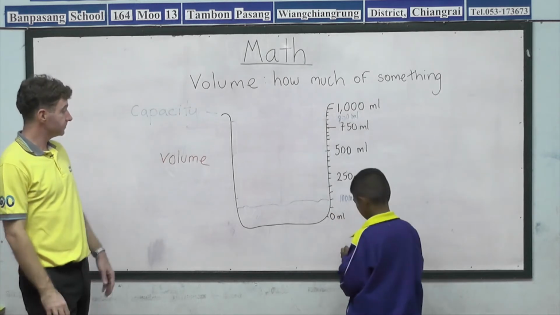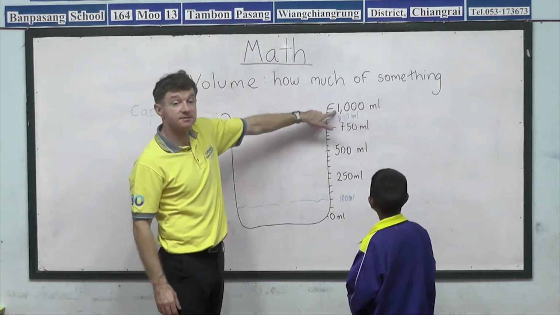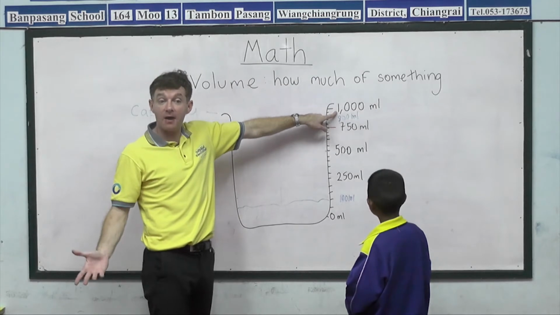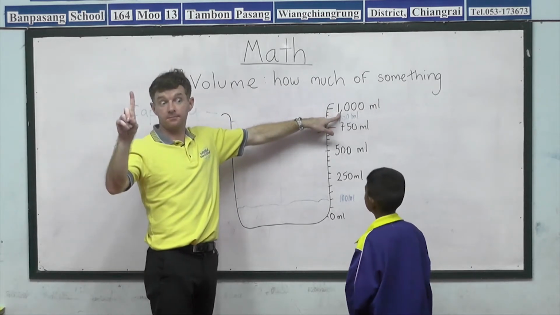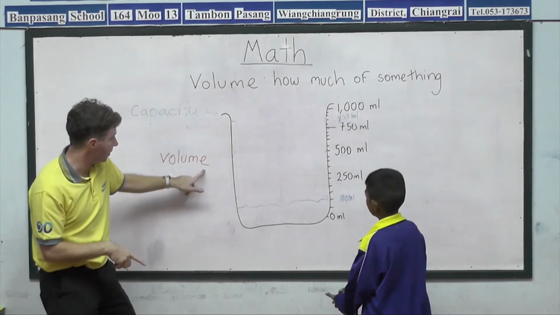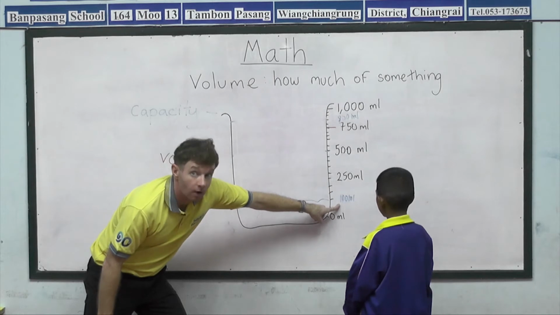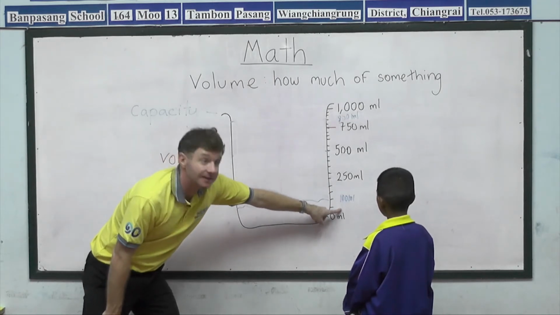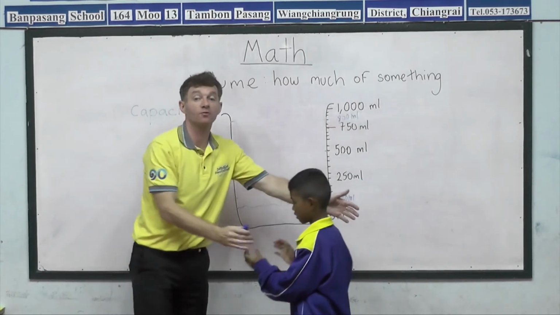So, Pat, what's our capacity first of all? Capacity is 1,000 milliliters, or 1 liter. But what's our volume now? Our volume is 100 milliliters. Excellent. High five, round of applause for Pat.